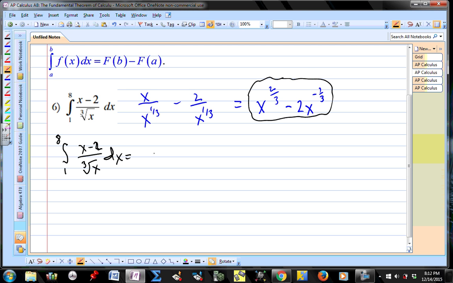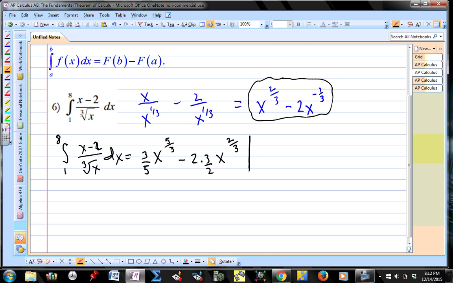So let's add 1 to the exponent. 2/3 plus 1 is 5/3, and we'll divide by the new exponent. Dividing by 5/3 is the same thing as multiplying by 3/5. Now let's go minus 2 times x to the negative 1/3 plus 1, which is positive 2/3. And now we'll divide by 2/3, which is the same thing as multiplying by 3/2.